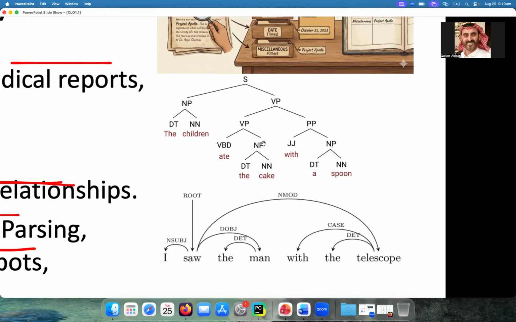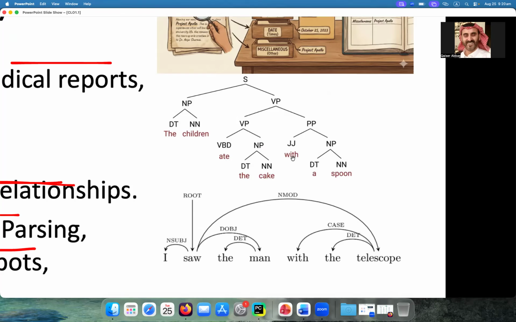This noun phrase is a constituent. This is what? It is one phrase. It is one constituent. Now, here, a spoon: D is the determiner, this is the noun, and they are making one phrase, a noun phrase. And "with" is attached to this whole thing. A spoon is one unit, and "with" is attached to this whole thing.